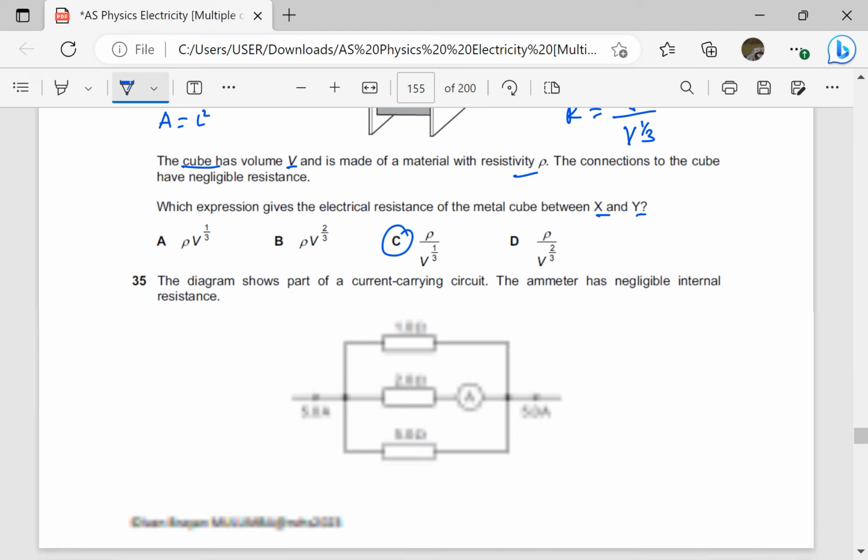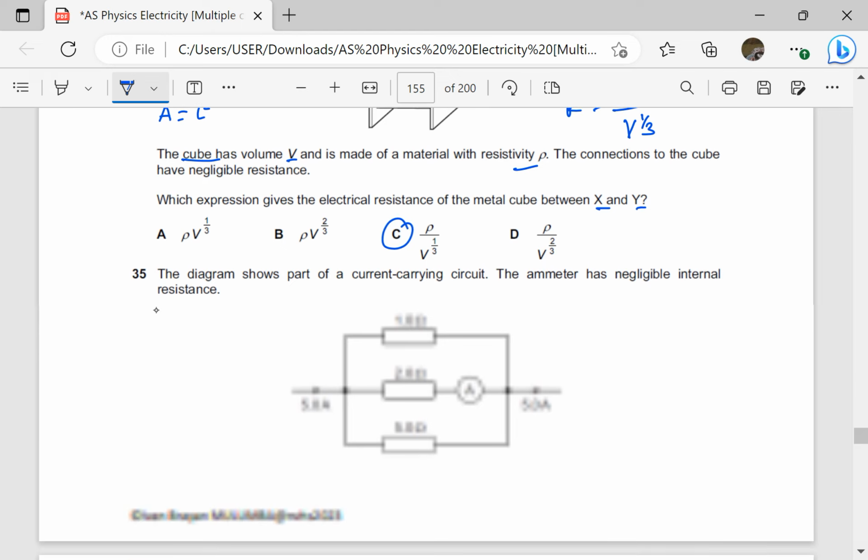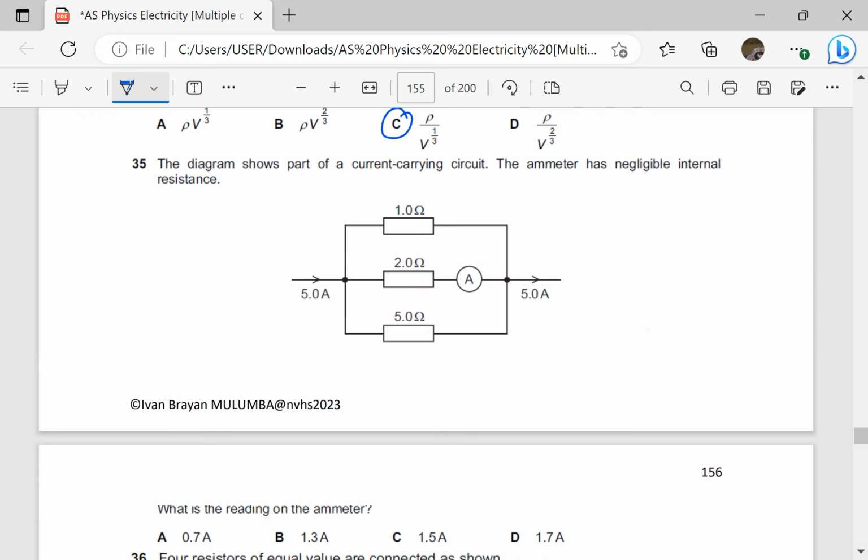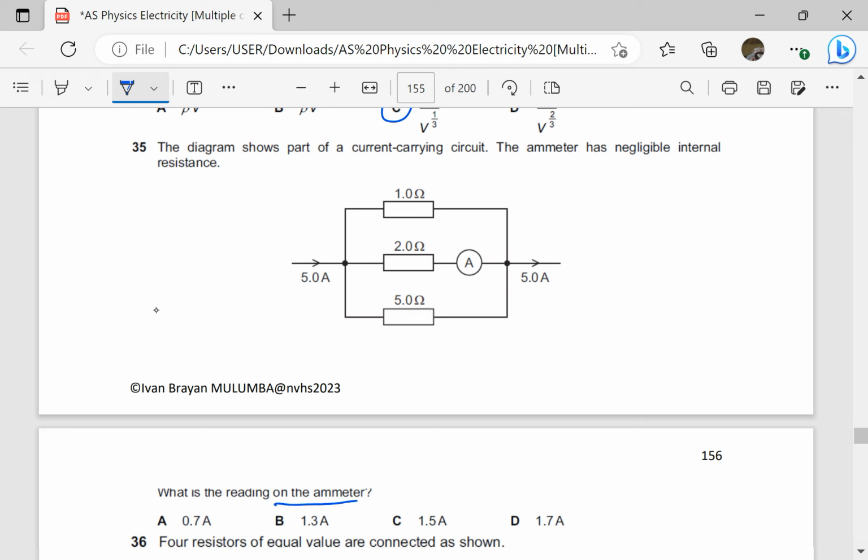The diagram shows part of a current carrying circuit. The ammeter has negligible internal resistance. What is the reading of the ammeter? So we want current here. Okay, so if I say that the current here is I, let me say that the current here is I.